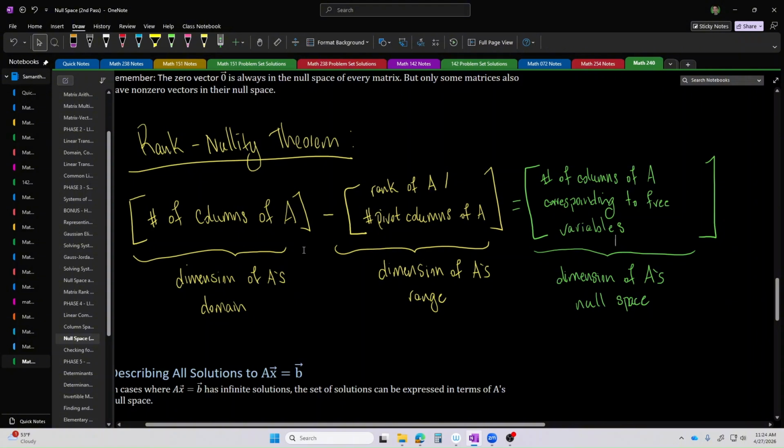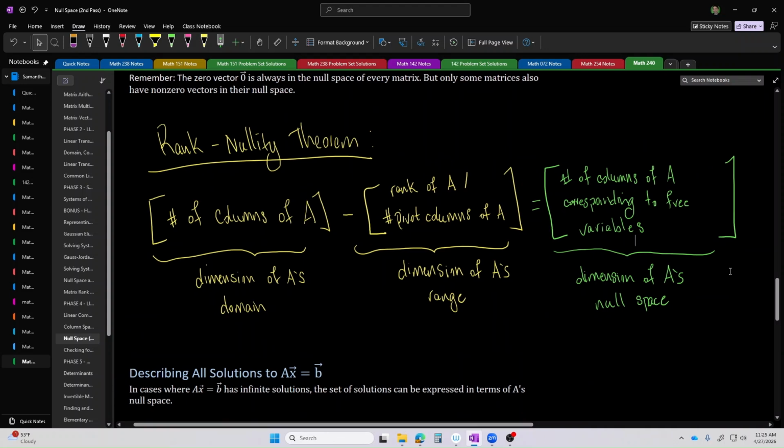For every column of A, the column is either a pivot column or it's a column corresponding to the free variable. The pivot columns are essential to understanding the column space. The free variable columns are essential to understanding the null space. So the columns of A kind of split into these two categories. Pivot columns talking about the column space and free columns talking about the null space. So this result is sometimes referred to as the rank-nullity theorem because it relates the rank of A, the number of pivot columns, to the null space of A and its dimension.